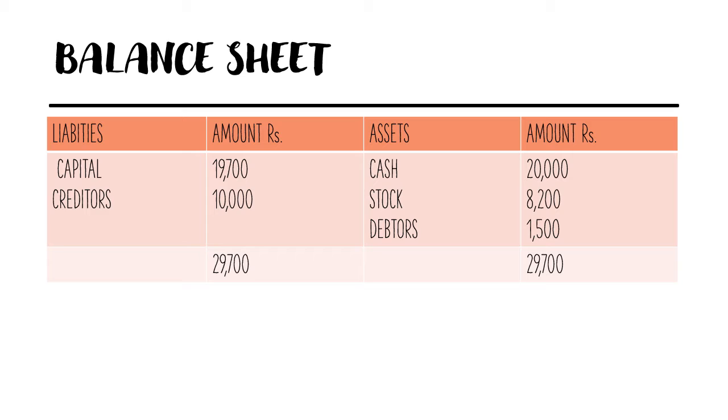So how will we prepare the balance sheet? The format of balance sheet is liabilities, amount, assets, amount. Okay. From the accounting equation, you will transfer all the assets to the asset side, and you will transfer all the liabilities to the liabilities side. Okay. In this way, you have to prepare the balance sheet.